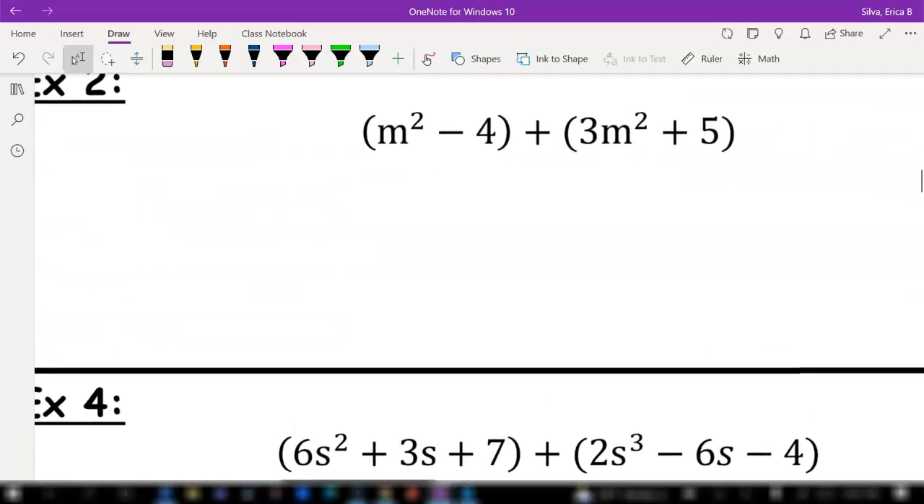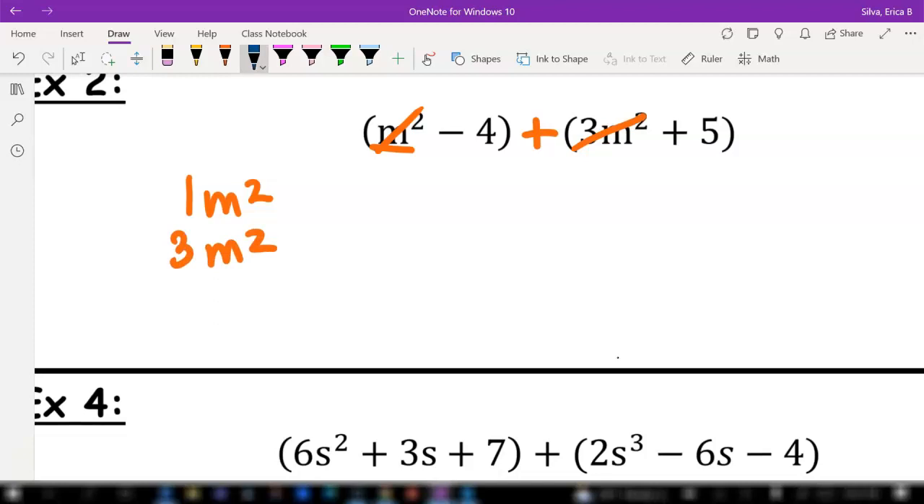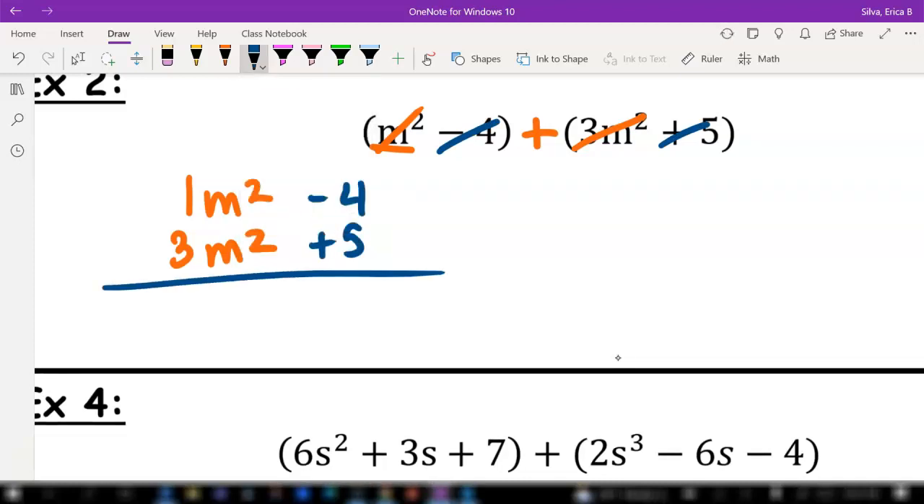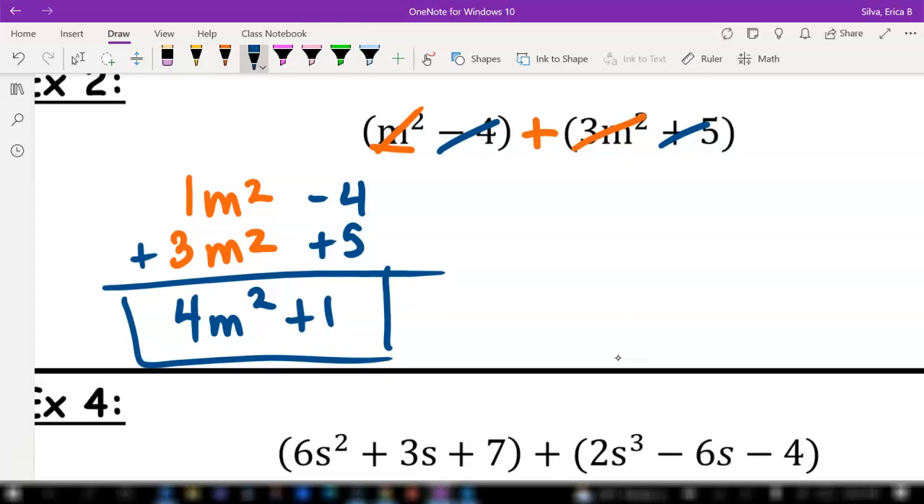Let's go to example number 2. Again, we have a plus sign in between the two groups, so we're going to just combine like terms and ignore the parentheses. We start with m squared, that's a 1, and then its like term is 3m squared. There's no other like term, so we're going to go with minus 4, and then its like term is positive 5. So all we do is simply add 1 plus 3 is 4, keep the variable and its exponent. Negative 4 plus 5 is positive 1, and it's in standard form, so we are complete with this problem.